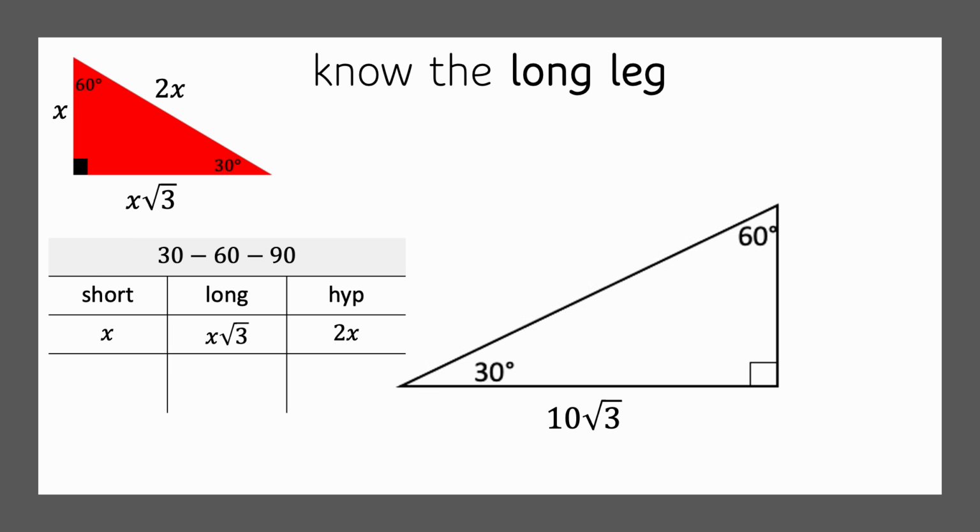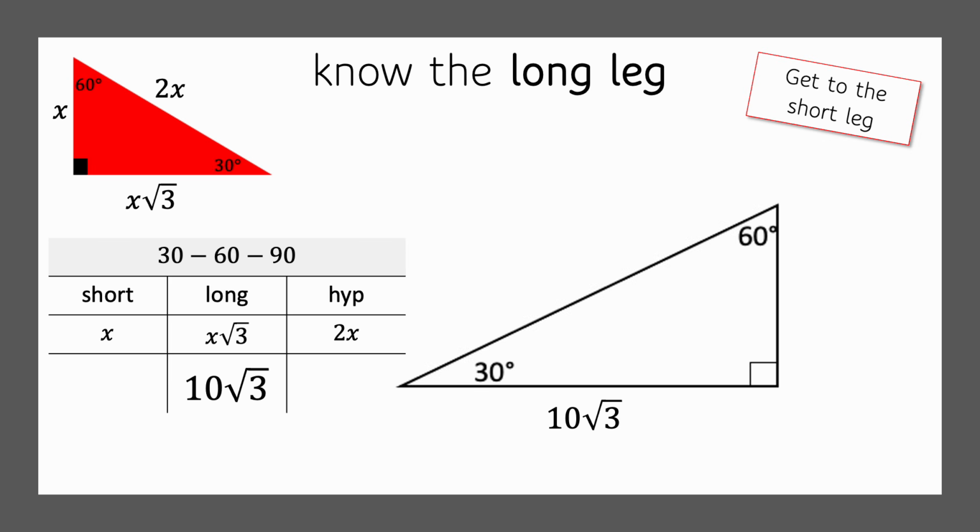what if we know the long leg? Well, we need to get to the short leg first before we can get to the hypotenuse. So again, look at the table here. And if the long leg is x root 3, I need to just get x. So to get x by itself, I can divide the long leg by root 3. And then those root 3's cancel out, and I'm just left with x. That's how we're going to get to the short leg.